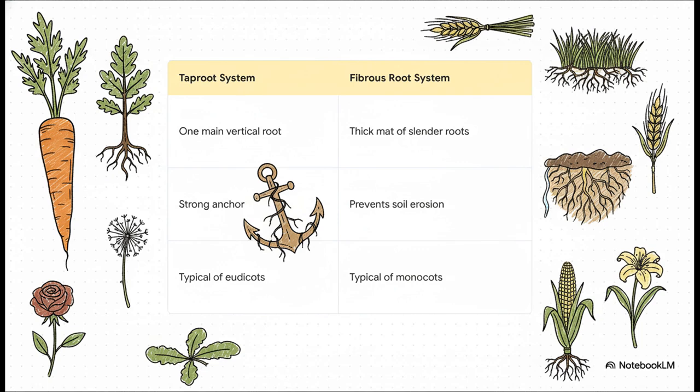Over on the left, you see the taproot system. This has one large main root that grows straight down, kind of like a carrot. This design is fantastic for anchoring tall plants and for reaching water that's deep in the soil.